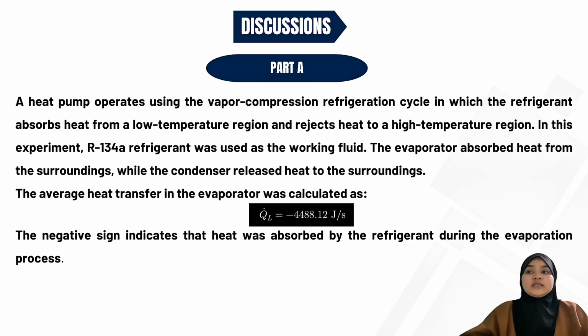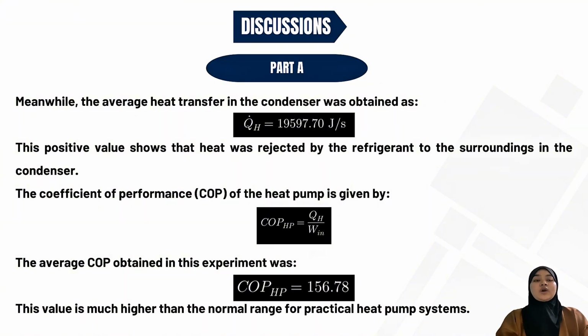The negative sign indicates that the heat was absorbed by the refrigerant during the evaporation process. Meanwhile, the average heat transfer in the condenser was obtained as QH equals 19,597.70 joules. This positive value shows that the heat was rejected by the refrigerant to the surroundings in the condenser.